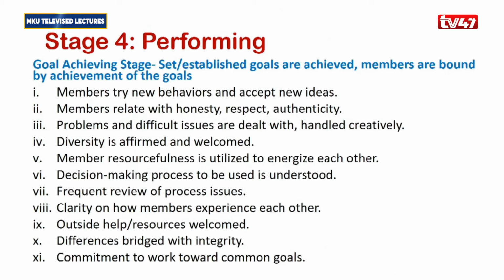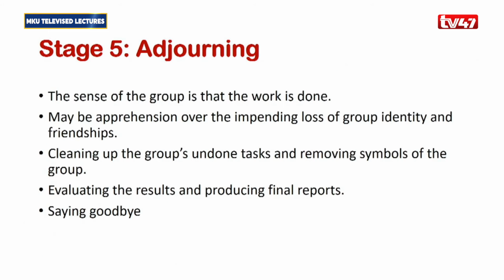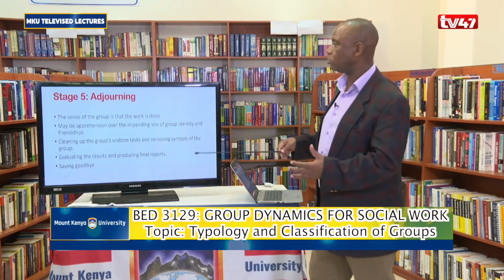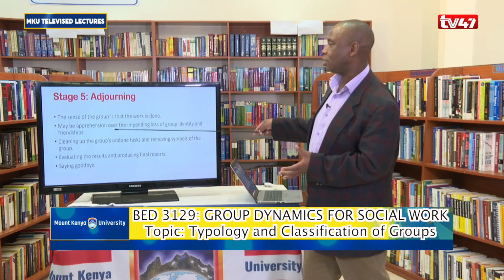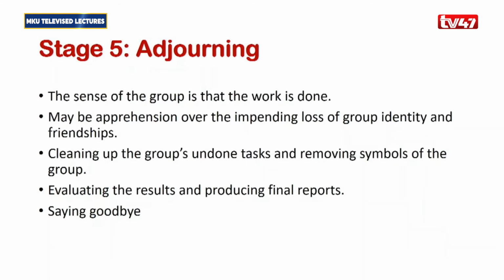That's the performing stage. The last stage is the adjourning stage. If the group continues to stay with the objectives still the same, it does not get to this stage. The sense of the group is that the work is done, and maybe there is apprehension over the impending loss of group identity and friendships, cleaning up the group's done tasks and removing symbols of the group. This is when a group probably breaks up amicably. But we know also that groups can fail to get to this amicable dissolution until they break up without the peace that is characterized in stage 4.